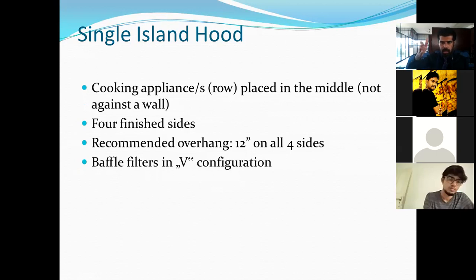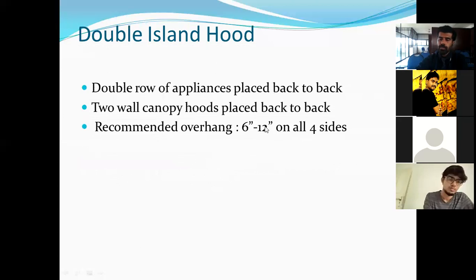12 inch means from the stove end. From the stove end, 12 inch to the side. From the stove end, 12 inch to the other side. From the stove end, 12 inch to front and 12 inch to back. And baffle filters in deep configuration. There are filters also inside the kitchen hood to capture grease and other impurities. We have filters also.